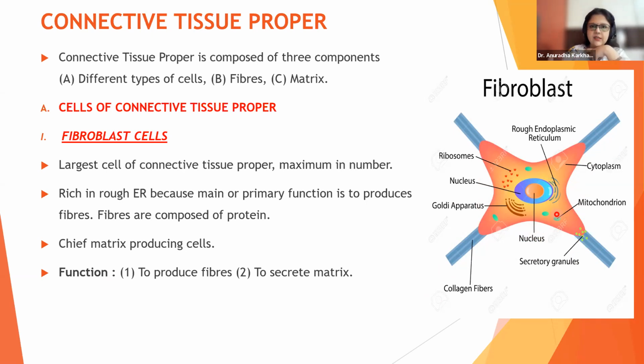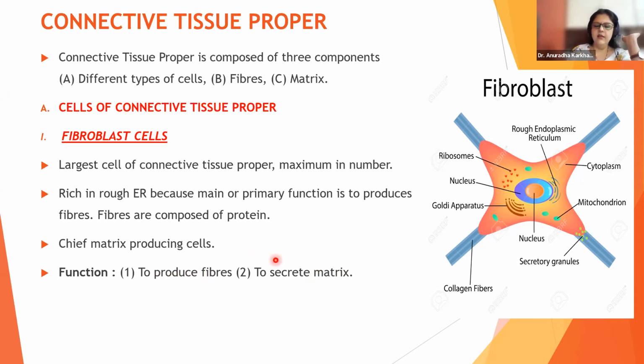ठीक है? समझ में आ गई बात? So these gray-colored things are something. Yeah, it will secrete matrix for everything. Yes. For the entire connective tissue, whatever matrix is going to be required will be synthesized by this particular cell. Okay. Function is to produce fibers, especially the collagen fibers, and to secrete matrix. These are the two main functions.